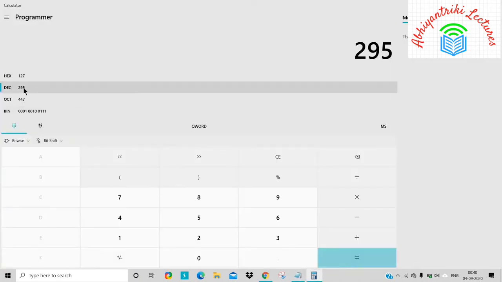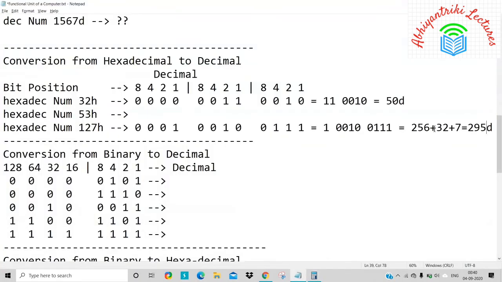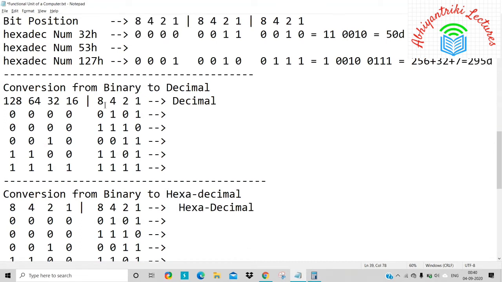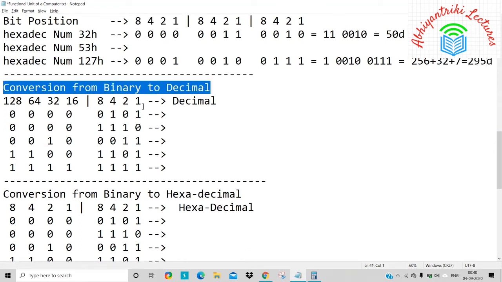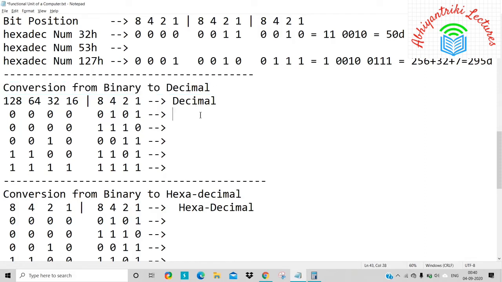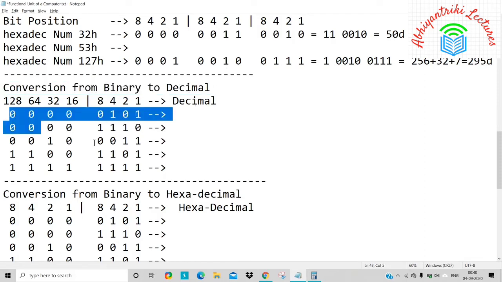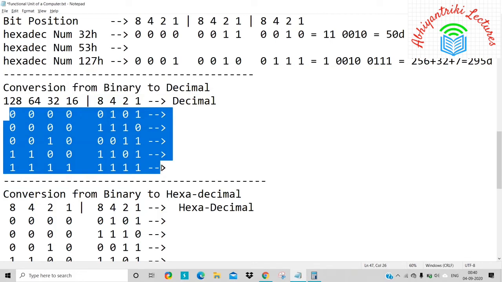So this is how we convert from hexadecimal to decimal. And next we'll see conversion from binary to decimal. So we have binary numbers. These are the examples I've taken. How do you convert these binary numbers to decimal? Please try this out.